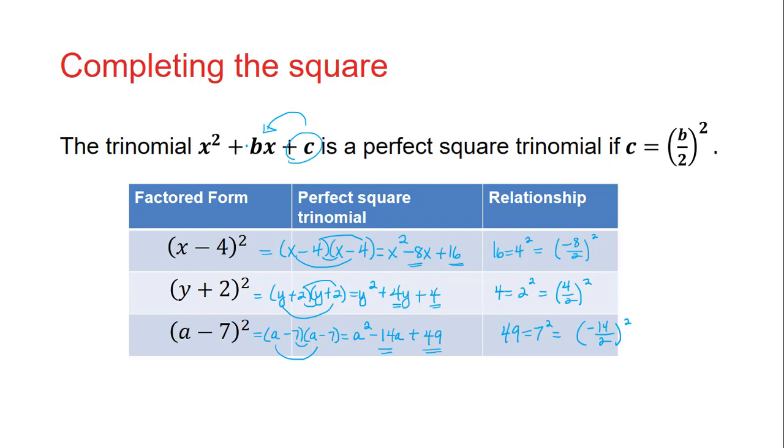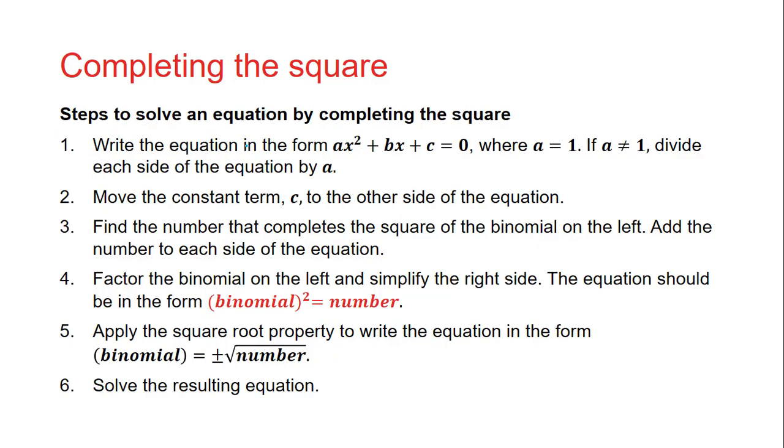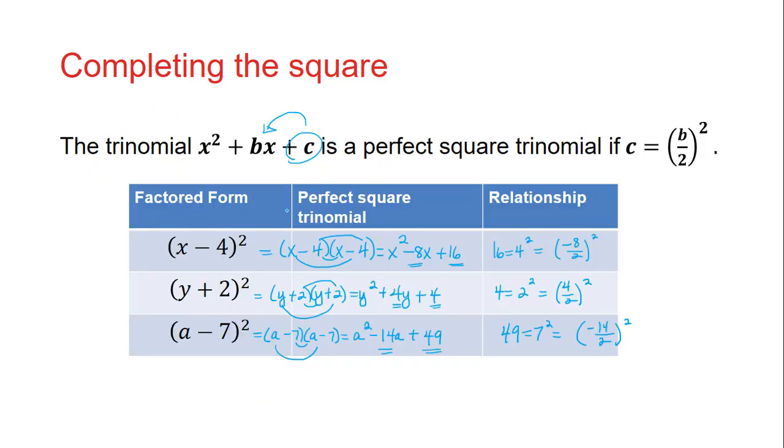And we're going to use that fact because what we're going to have to do is create a perfect square trinomial to use this completing the square process. So the steps to solve with this third method is we will first write the equation in standard form, ax squared plus bx plus c equals 0, where a is equal to 1. If a is not equal to 1, we have to divide each side of the equation by a. Because let me point out in this previous slide that this relationship between the constant term and the linear coefficient only holds when the coefficient of the square term is 1.